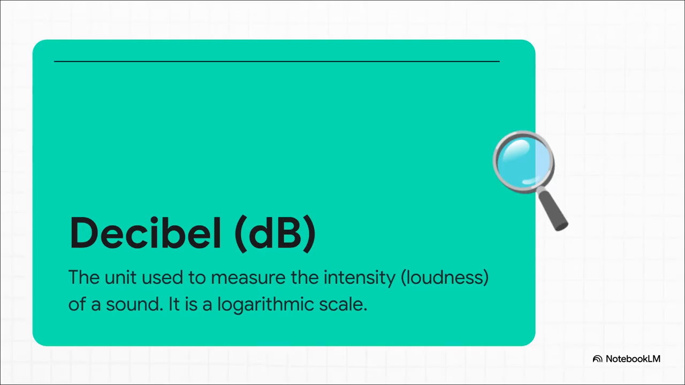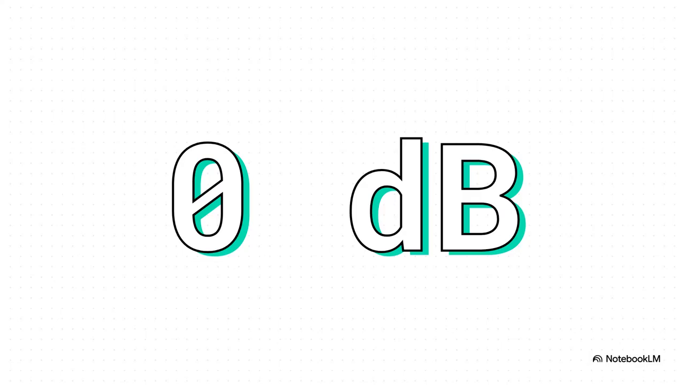Now, when we measure loudness, we use a unit called the decibel. The really important thing to know about this scale is that it's logarithmic. That just means it's based on powers of 10. So a sound at 20 decibels isn't twice as loud as 10 decibels, it's actually 10 times more intense. Our ears can handle such a gigantic range of sound that we need a scale like this just to make the numbers manageable.